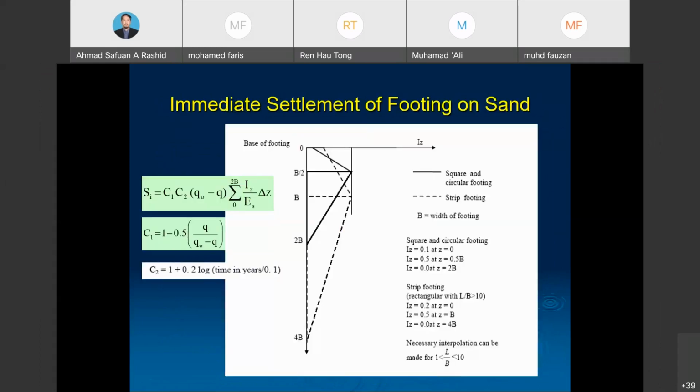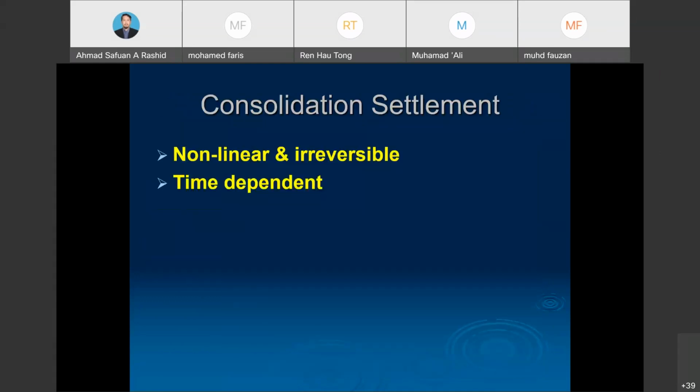Okay, so kita dah selesai untuk immediate settlement of footing on sand. Okay. So nanti dalam awak punya assignment, so there will be a question for the immediate settlement, for the sand. Okay, now we move to the consolidation settlement.